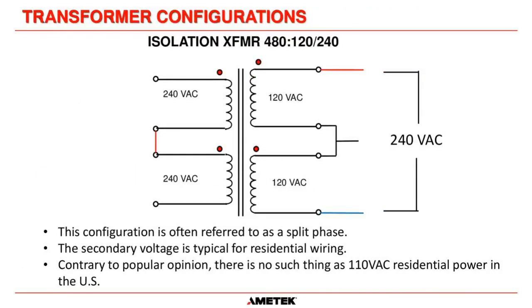Here's the same transformer reconfigured, still with the 480 volt primary, but 240 on the secondary. This is a common, at least the secondary configuration is common for residential use here in the US, where we call it a split phase. So it's 120 volt phase to neutral and then 240 volts phase to phase.